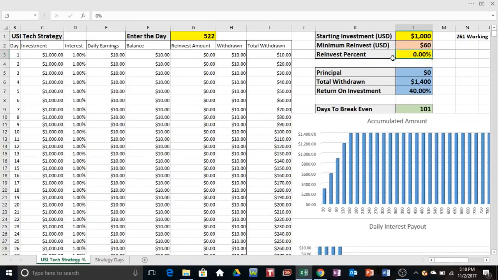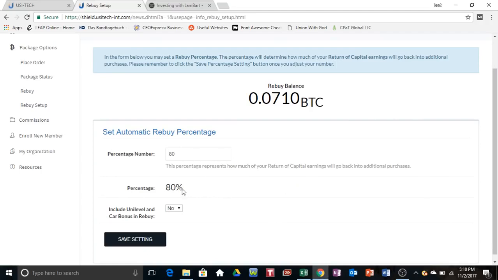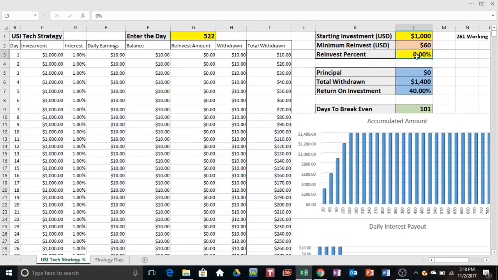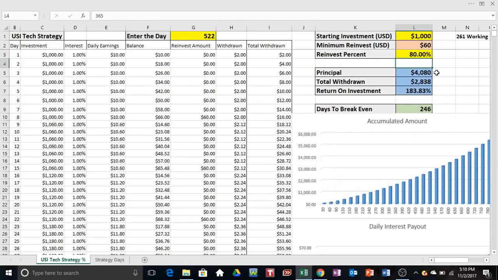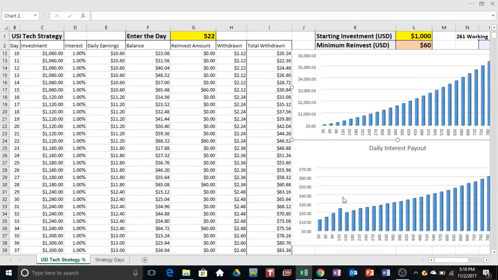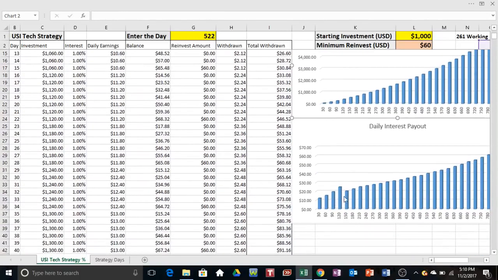And then here's your percentage reinvest function. Just like you see on the USI Tech webpage, 80%. You can do that here, and if you wanted to set 80% there, you could. Then you see how the graph changed, and that's showing you what your payouts would be. This is the total withdrawn. And the graph under that is your daily interest payout. Based on what you've set up here, it tells you what your daily payout would be down here.